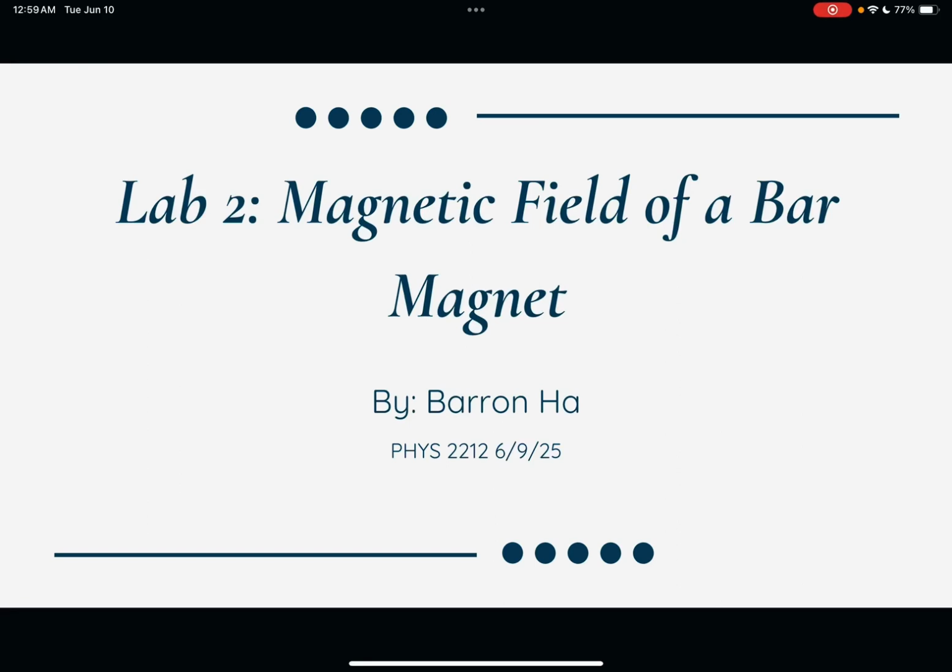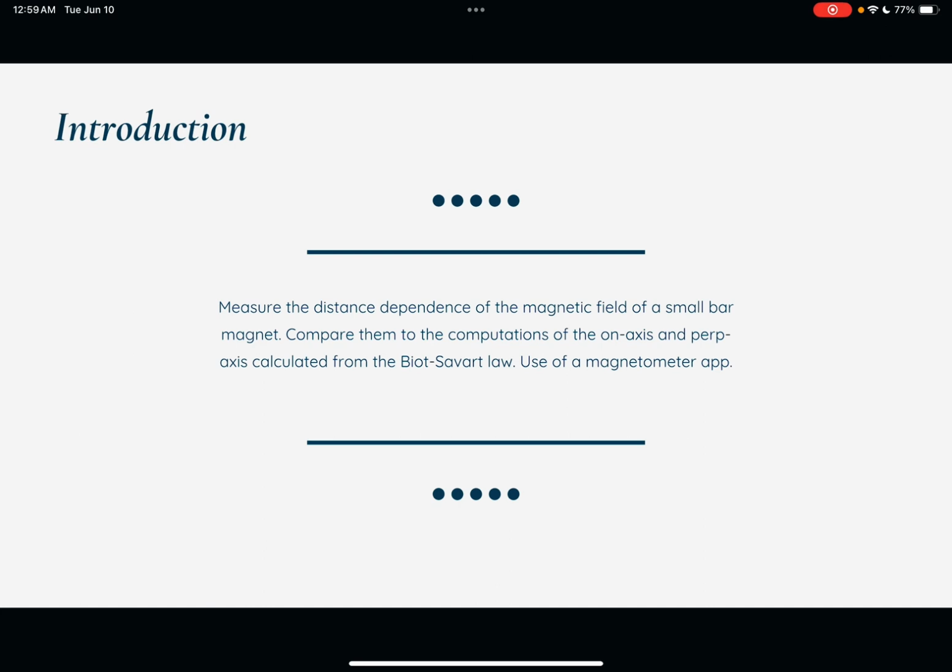My name is Baron Ha, and this is my lab: Magnetic Field of a Bar Magnet. The introduction is that we're going to measure the distance dependence of the magnetic field of a small bar magnet and compare that to the computations of on-axis and perpendicular axis calculated by the Biot-Savart law.